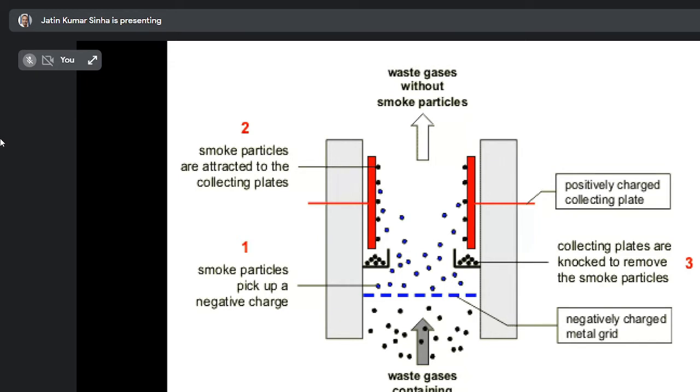Then they will be deposited on these red electrodes. Then, timely, a mechanical way is used to scrub it off, collect it and throw it away. And then again, the surface is exposed for the collection of these charged particles. Very simple mechanism, and a series of ESPs are being used at industrial level to remove the smoke particles. So they are limited to industrial environments.